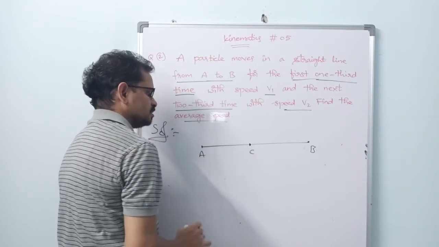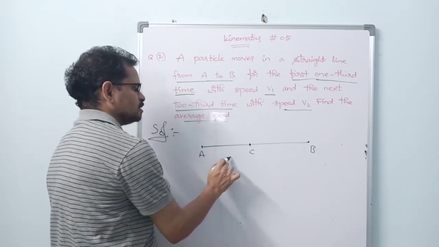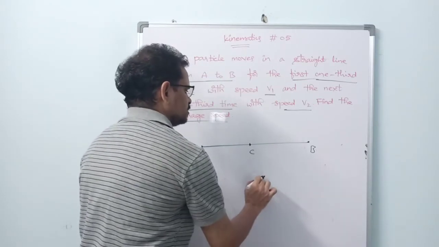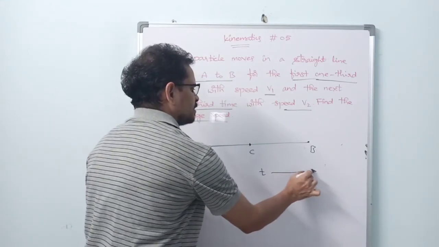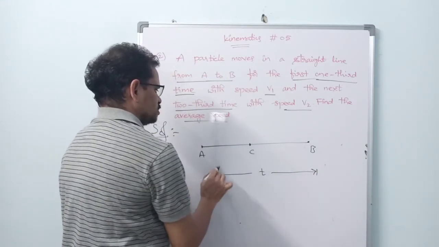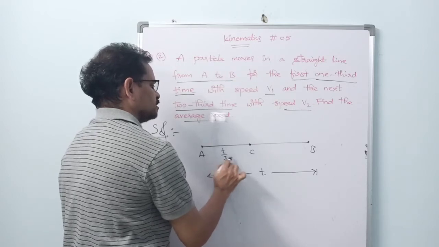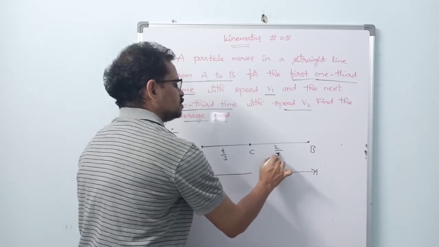Let us take this one, see. So first one is 1/3 time, no? So let us take total time as t. Total time, let us consider t here. So this is t by 3, 1/3. And what about this one? This is 2 by 3 t.